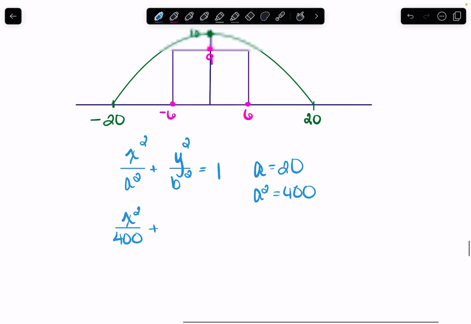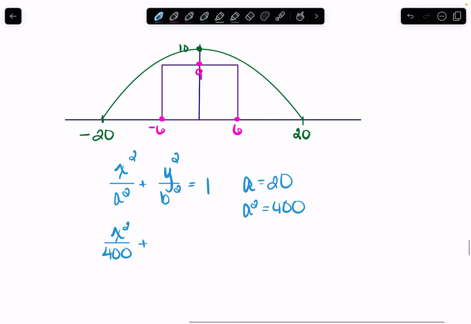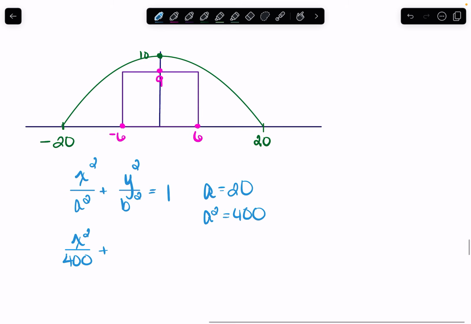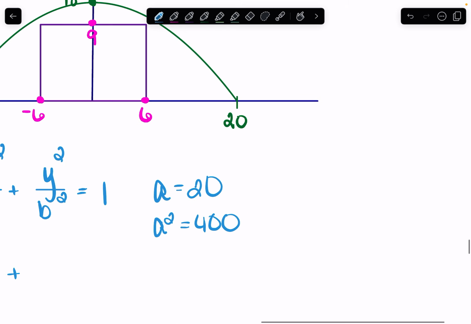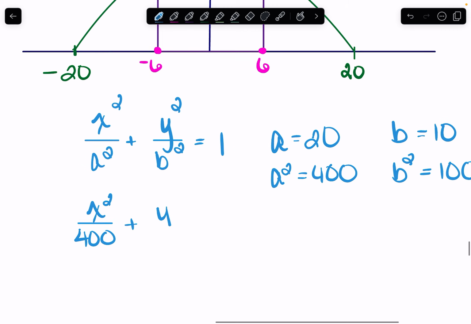All right, b is the vertical distance from the center to the top. We don't need to worry about the bottom because there's only a top. This is only the top half of this ellipse. So b is 10. So that means b squared is 100. So y squared over 100 equals 1. So we have our equation.